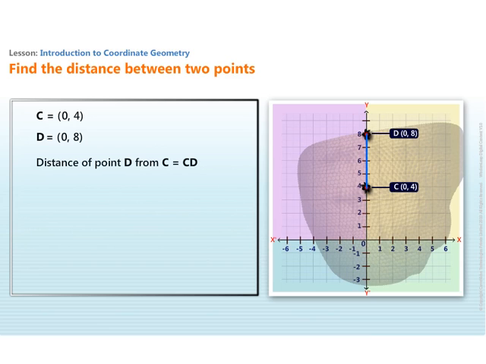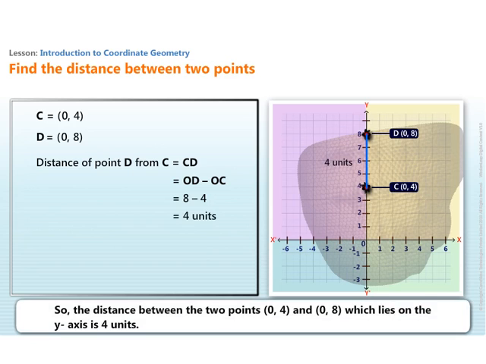The distance of point D from C is equal to the difference of the lengths of OC and OD, which is equal to CD. Substituting the known values and simplifying, we get the distance between the 2 points equal to 4 units. So, the distance between the 2 points 0, 4 and 0, 8, which lie on the y-axis, is 4 units.